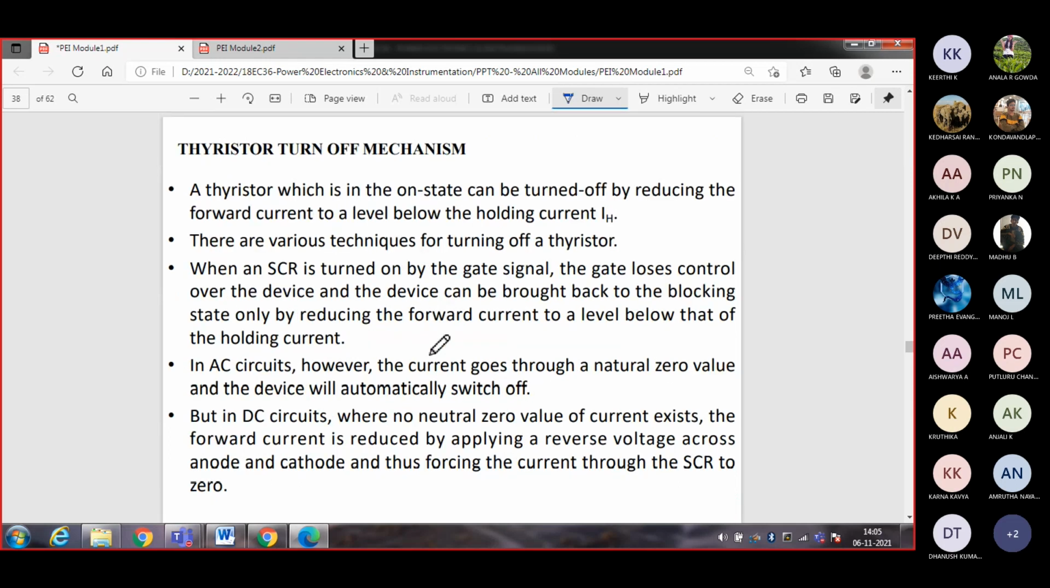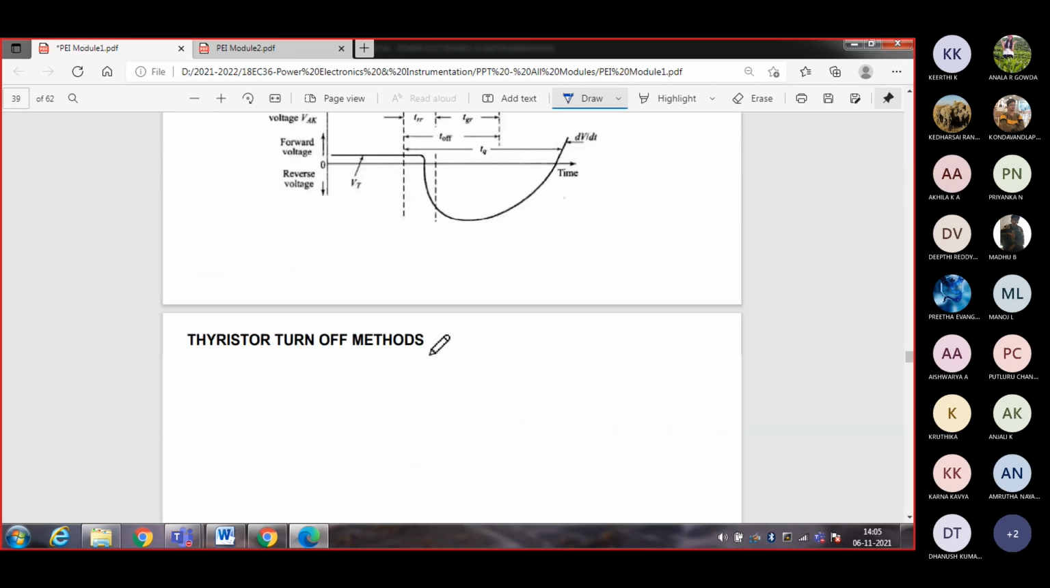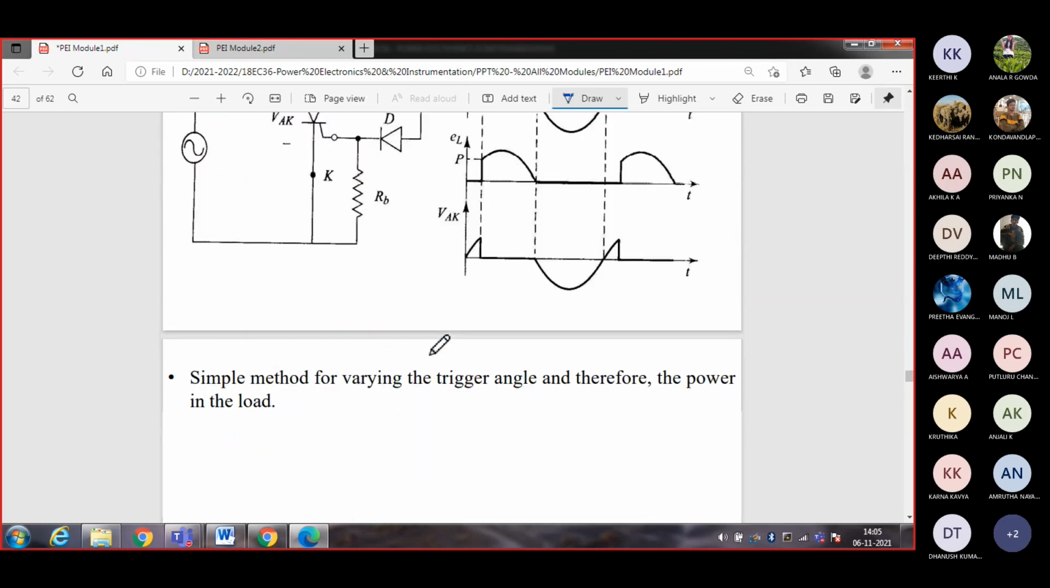Turn off mechanism of the thyristor, which is in the on state. I'll just run through, now the 5 minutes are there. On state can be turned off by reducing the forward current to a level below the holding current IH. There are various techniques for turning off the various thyristors. In the SCR, you read the theory. It's not required as of now.